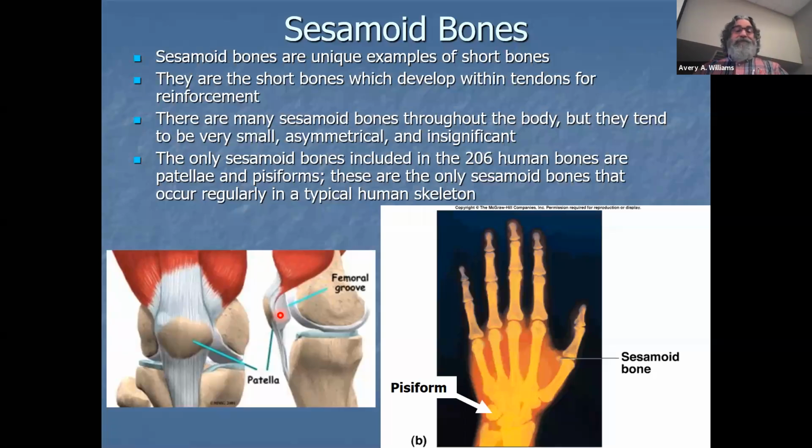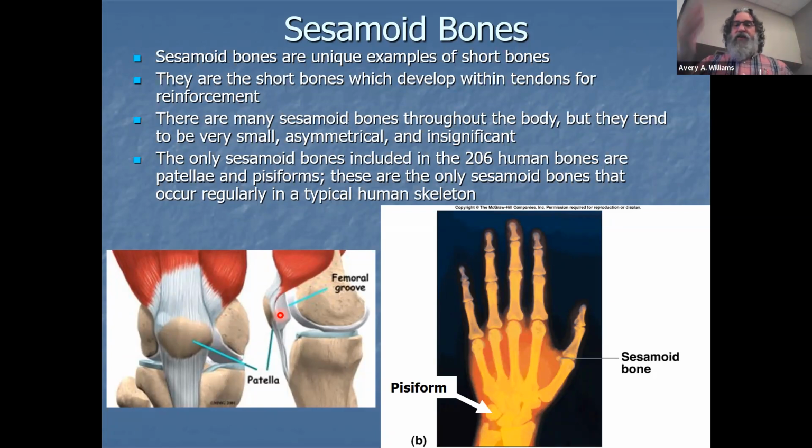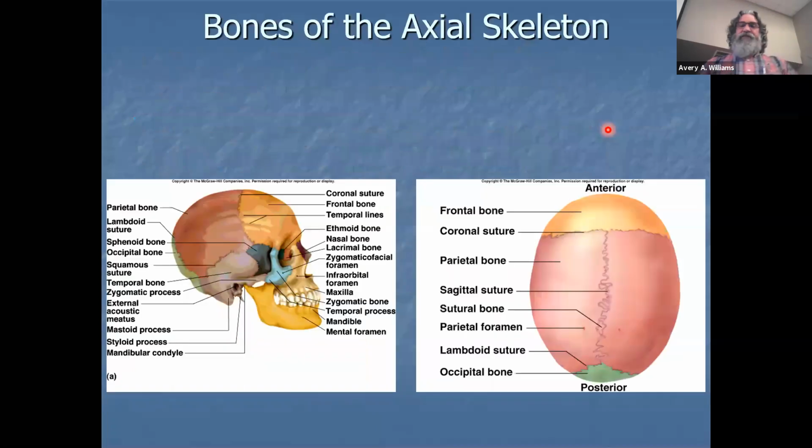But anyway, since all humans develop kneecaps and a pisiform, the pisiform is one of the 8 bones that make up the wrist bones. We include them in the 206. But the others, you might have them all over your body. You might have them in your ankle and wrist and shoulder or wherever. But since they're variable, we don't include them, obviously, because not everybody has them. All right, sesamoid bones.